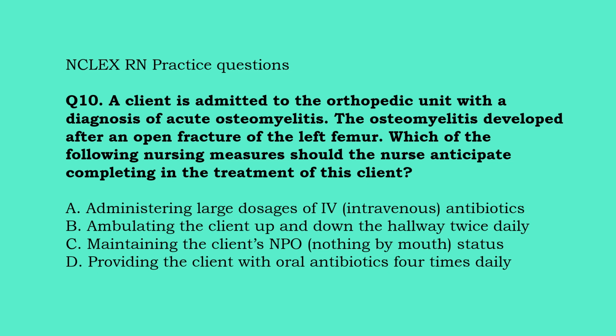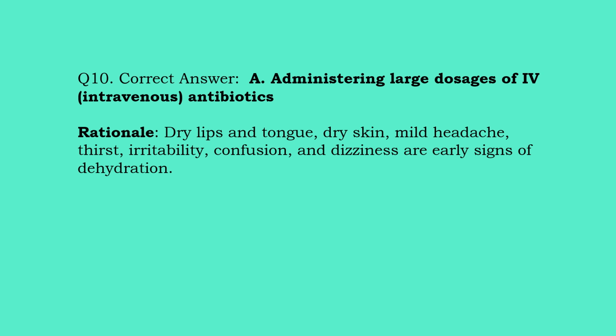A. Administering large dosages of intravenous antibiotics. B. Ambulating the client up and down the hallway twice daily. C. Maintaining the client's NPO, nothing by mouth, status. D. Providing the client with oral antibiotics 4 times daily. Correct answer, A. Administering large dosages of intravenous antibiotics. Rationale: dry lips and tongue, dry skin, mild headache, thirst, irritability, confusion, and dizziness are early signs of dehydration.